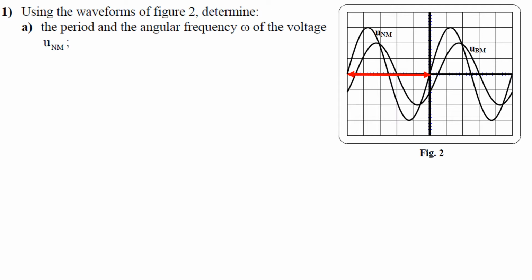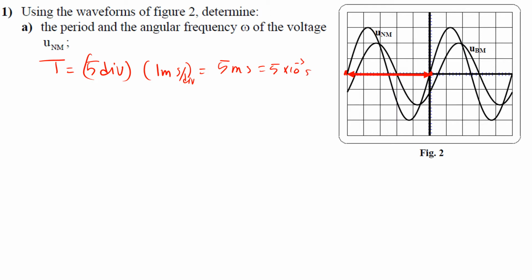Using the waveforms of figure 2, determine the period and the angular frequency. The period is 1 wave. If I take waveform 1, which is UNM, from this point to this point, okay, it goes like this and returns to the same point after passing equilibrium. So T will be 5 divisions multiplied by each division, which is 1 millisecond per division. So the answer is 5 milliseconds, or 5 times 10 to the power of negative 3 seconds.